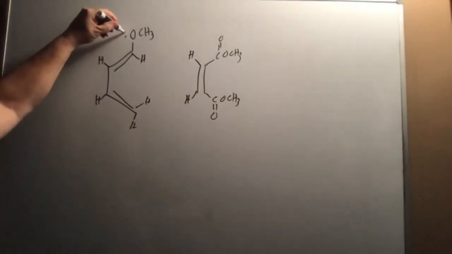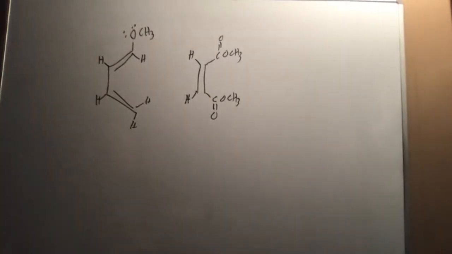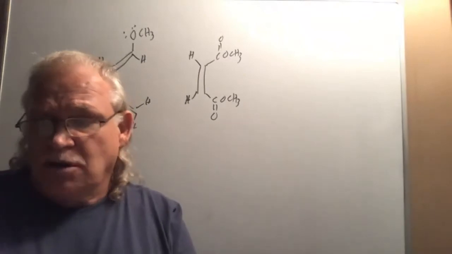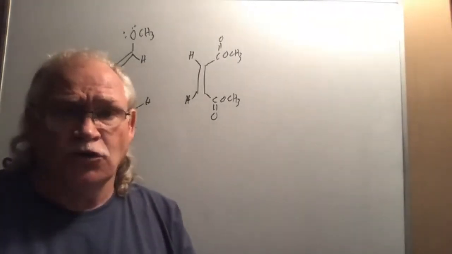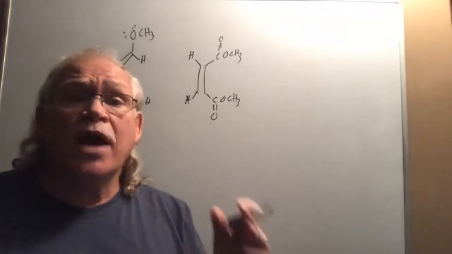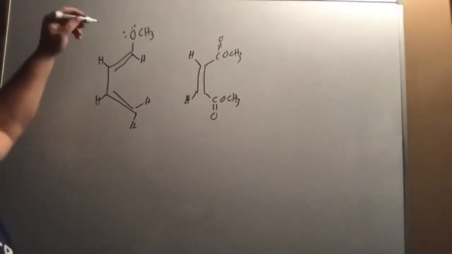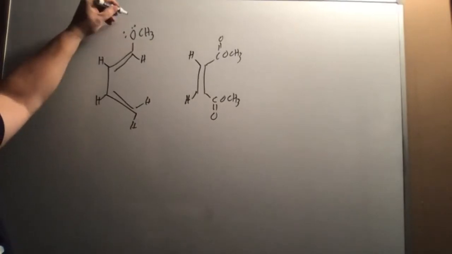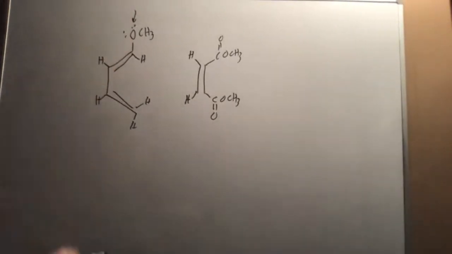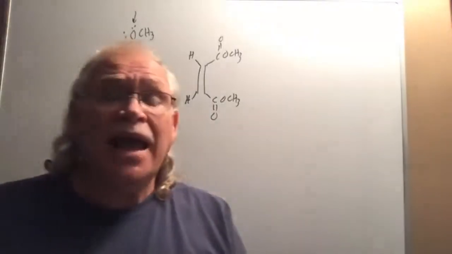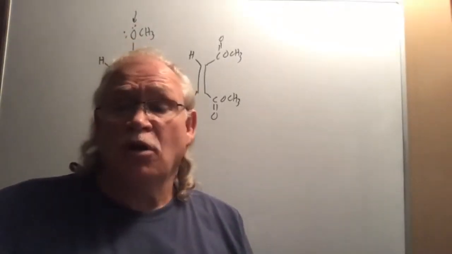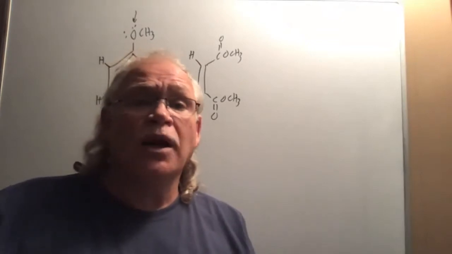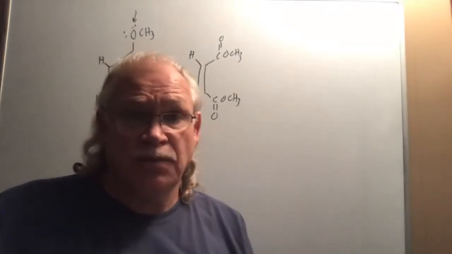Now let's talk about electron donating groups versus electron withdrawing groups. And listen carefully, because a lot of students don't listen to this very carefully and they get confused. An electron donating group, the atom that's attached directly to the double bond, in this case an oxygen, normally has lone pairs on it. Okay, so the electron donating group normally has lone pairs.